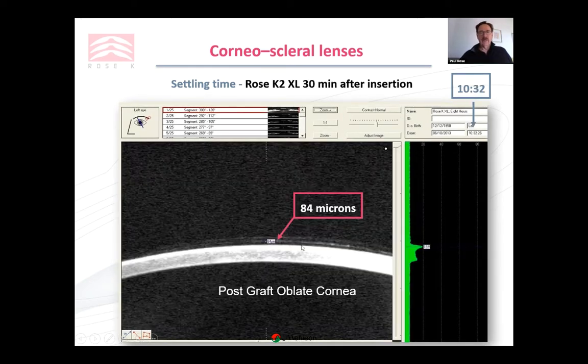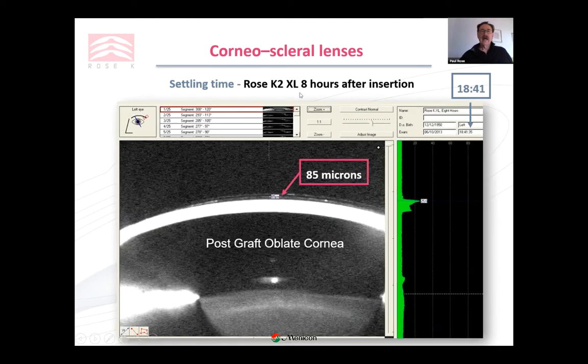30 minutes later, he measured it again and he had 84 microns of clearance over the highest point on the cornea. And after 8 hours, he still had 85 microns. So basically, there had been very little change after the initial insertion with the lens. And that's not atypical to see with XL.